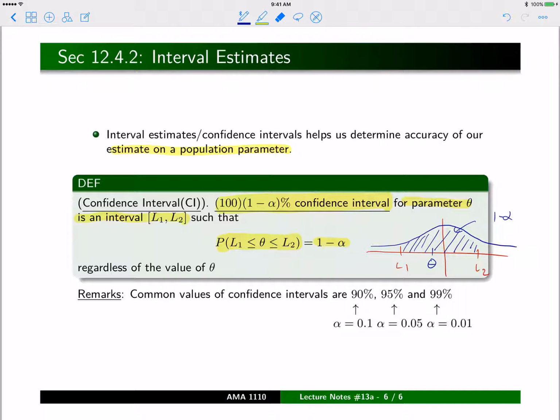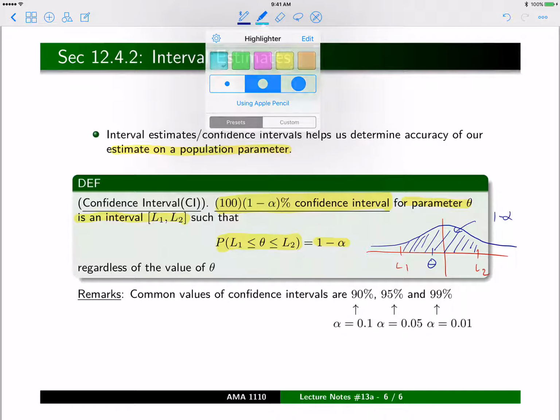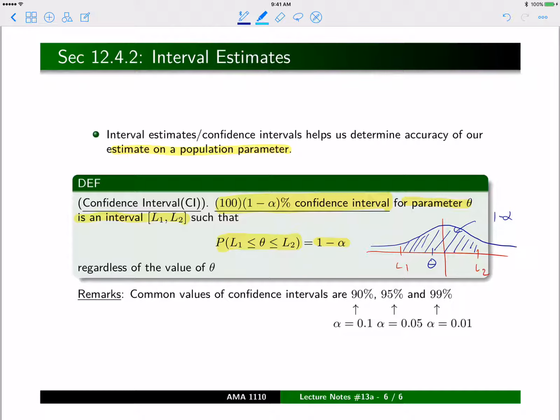Some common values of alpha we'll take a look at are alpha equal to 0.1 for 90% confidence intervals, alpha equal to 0.05 for 95% confidence intervals, and alpha equal to 0.01 for 99% confidence intervals. And in the next video, we'll learn how to compute some confidence intervals.